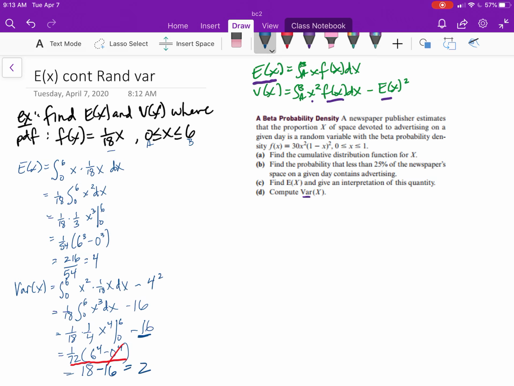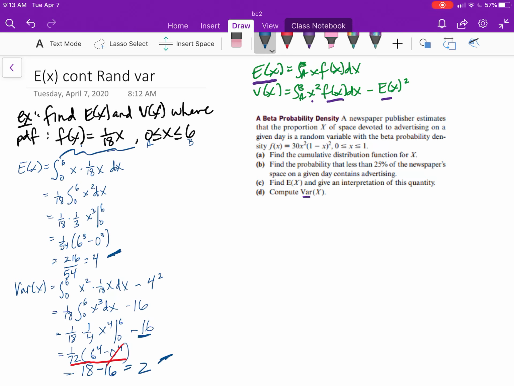Alright, so in this range, 0 to 6, if this is our probability density function, we expect to get 4 on average. We could think of expected value as the average. And the spread is 2. Seems reasonable.